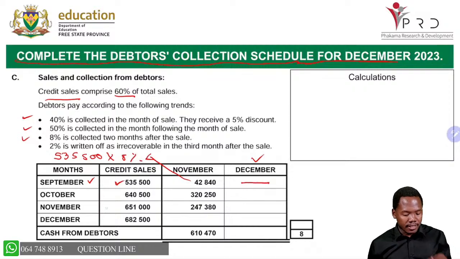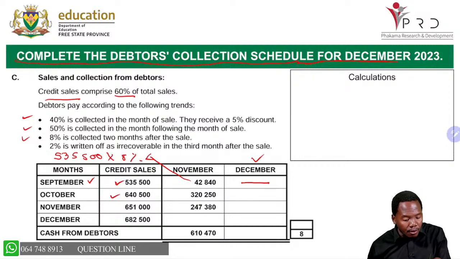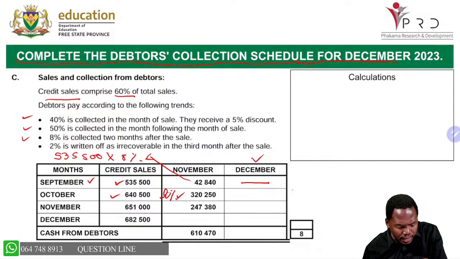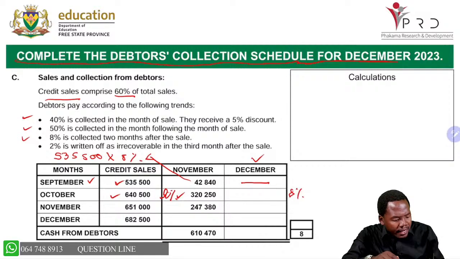Okay. Now let's come to October. October, I've sold for 640,500. And then where do I start collecting? On the very same month, I collect 40% in October. Not part of my period. I collect 50% in November, already recorded for me, meaning this is my 50%. And then after collecting 50%, I must collect what? 8% in December. So what will be my calculation now?